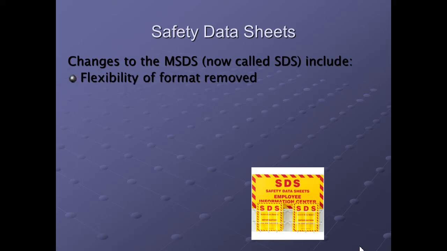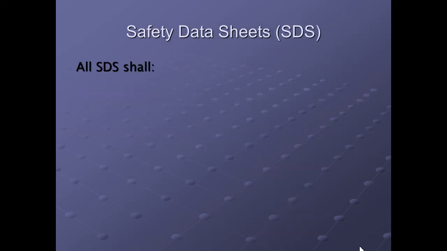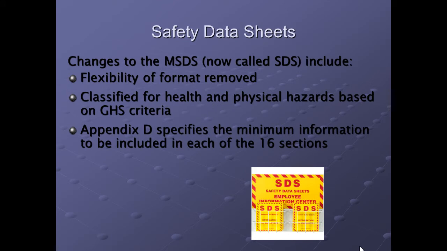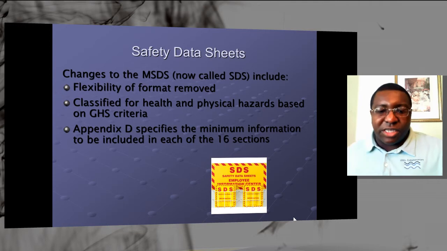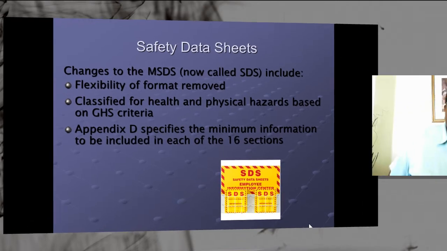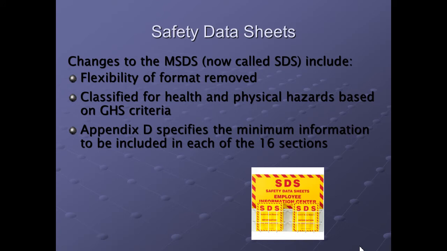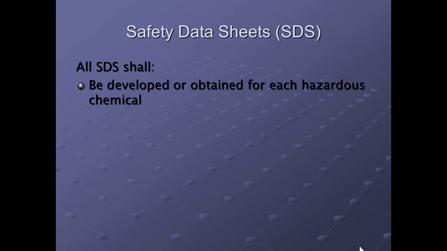We'll move into the SDS. So your SDS, safety data sheets, no more flexibility in the format, it's going to be rigid. All the things that are classified as either a health hazard or a physical hazard are based on the same GHS criteria. And then Appendix D of the 1910.1200 specifies the minimum information which is included in the 16 sections of the SDS.